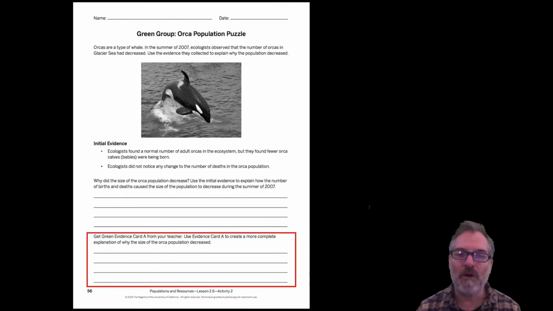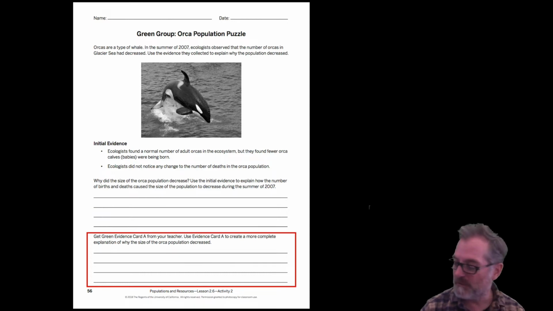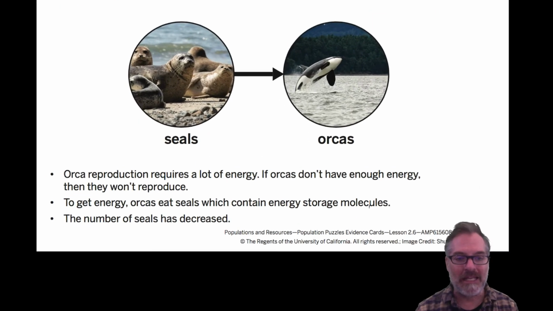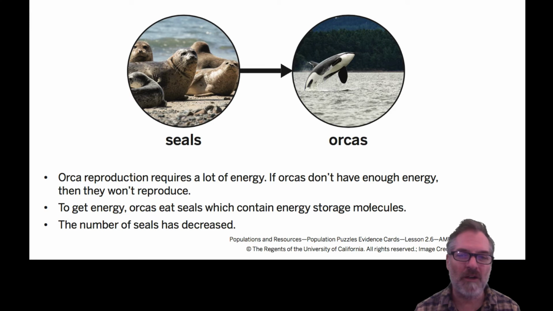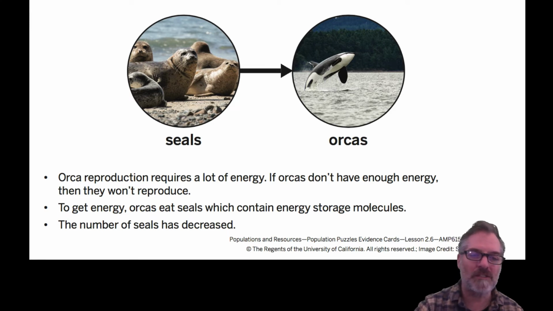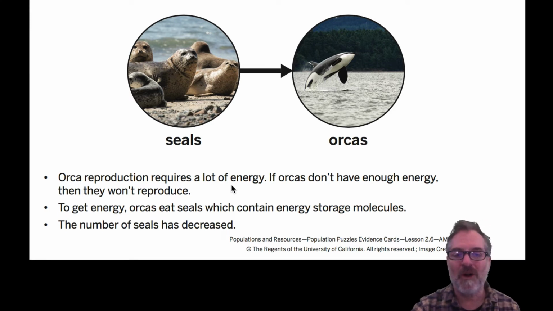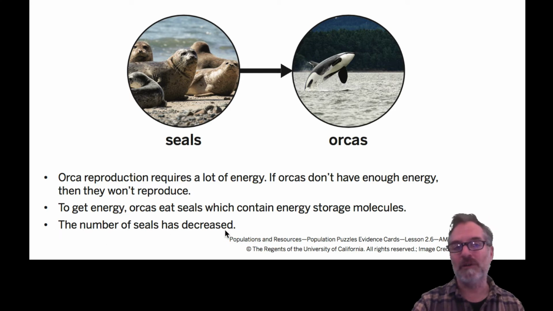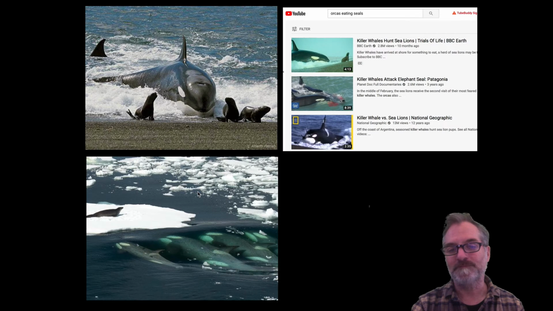Now, if we go to our first evidence card, which is evidence card A, that you're supposed to get from your teacher. Here it is. So an evidence card with the green group, we've got orcas. Reproduction requires a lot of energy. If orcas don't have enough energy, they will not reproduce. To get energy, orcas eat seals, which contain energy storage molecules. And the number of seals has decreased. This is our evidence card A.